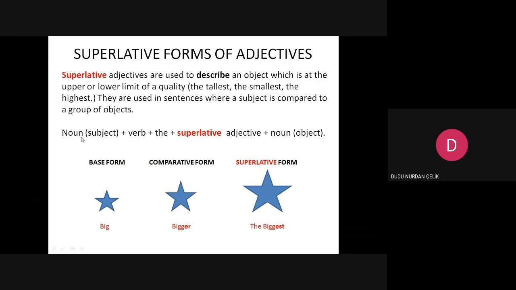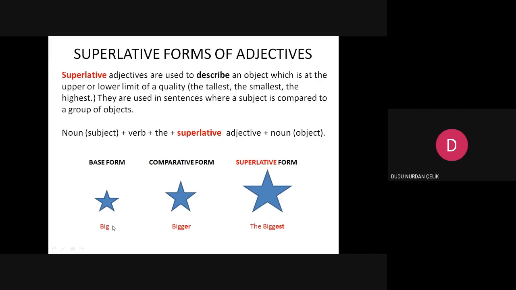So, when we make superlative sentences, we need a noun or subject plus a verb. This can be am, is, are, can, simple present, any. And then the before a superlative adjective. We need the. And then a noun or object.